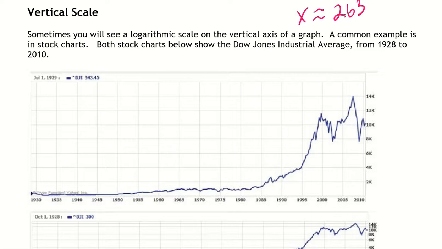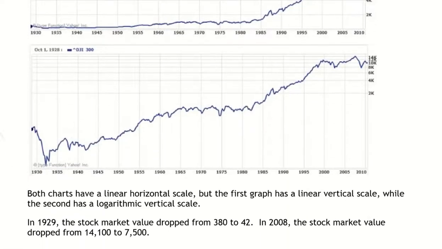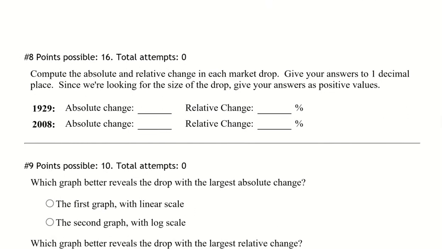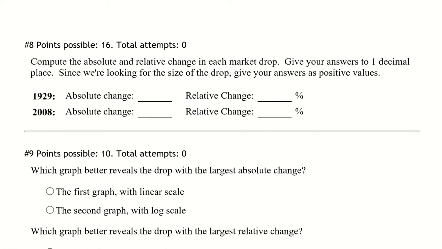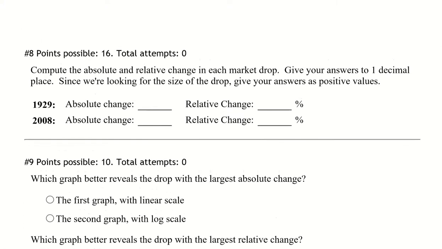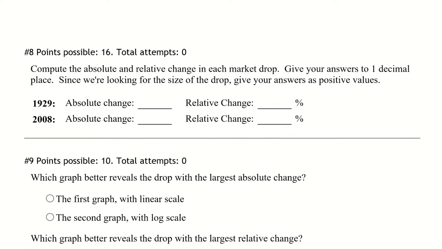Now here are 2 different charts. You'll see these a lot in the news, right? Where you can see the lines are a little bit different. So there's absolute change and there's relative change. You want to make sure you understand the difference between absolute change and relative change. So absolute change is where you're just subtracting. Relative change is where you're subtracting over time. So if we just subtract, for 1929, it's down 338. Now if we divide that, it's down 88.9%.